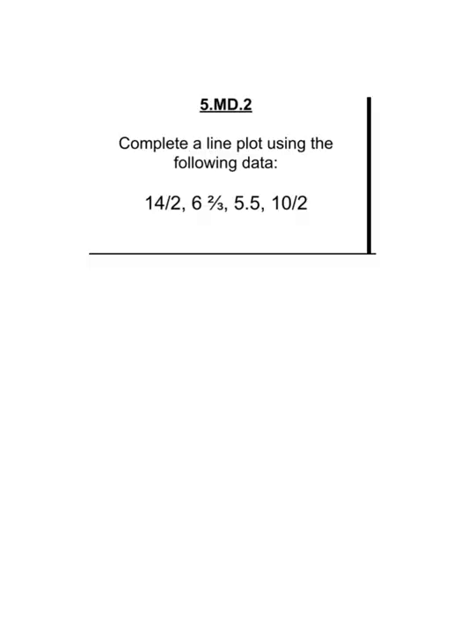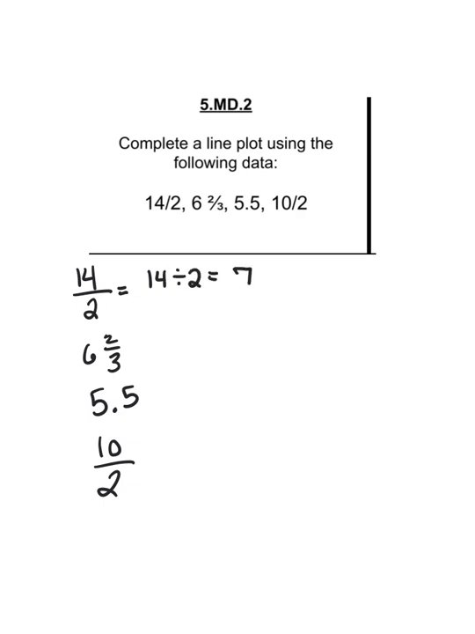All right, let's go ahead and tackle our line plot problem. We're going to organize this data onto a line plot, and we'll use an X to represent each piece of data. I'm seeing a lot of people leaving the X's off of their line plots, so do make sure that you include that. 14/2 can be read as 14 divided by 2, which is 7. And 10/2 can be read as 10 divided by 2, which is 5. So those ones were easy to do.